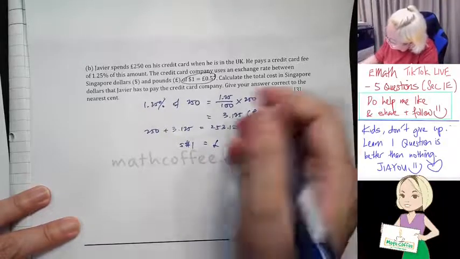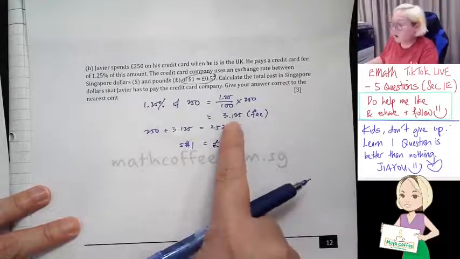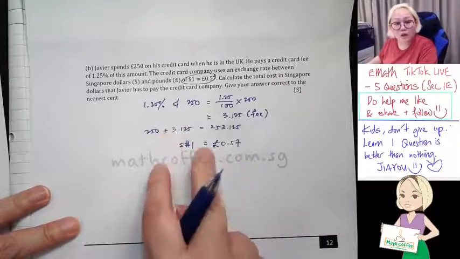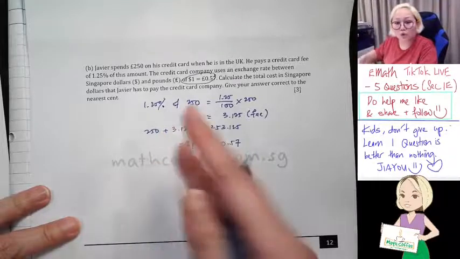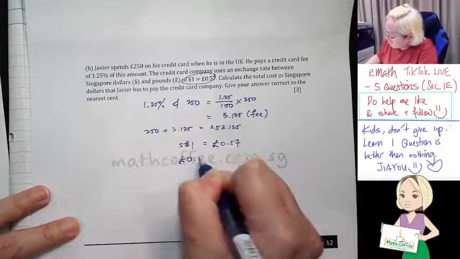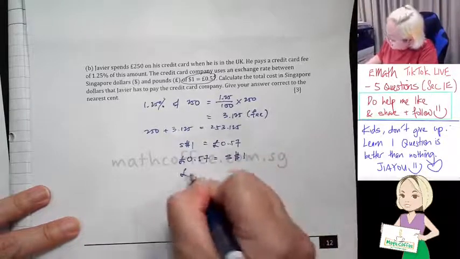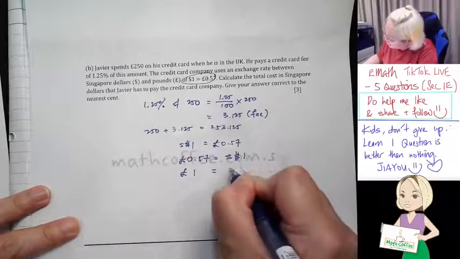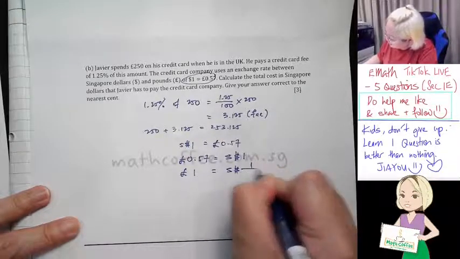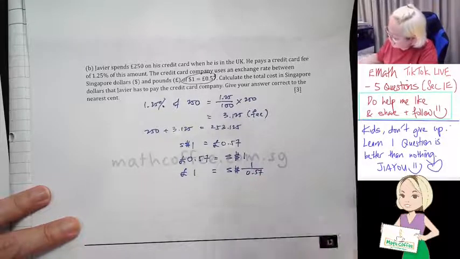The conversion they give me is Singapore dollar 1 converts to the pound 0.57. But because now I want to change the pound to Singapore dollar, I'm going to swap these two. So I will put it as pound 0.57 is equal to Singapore $1. I want to find pound $1, so I just take 1 divided by 0.57. Don't need to find the actual value, just leave it in this fraction form, it doesn't matter.